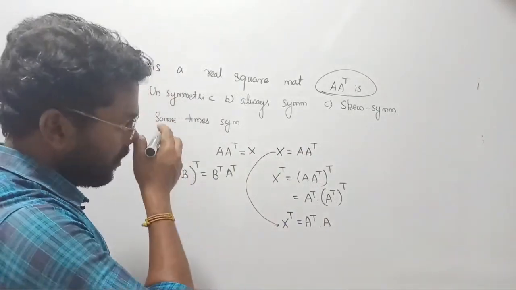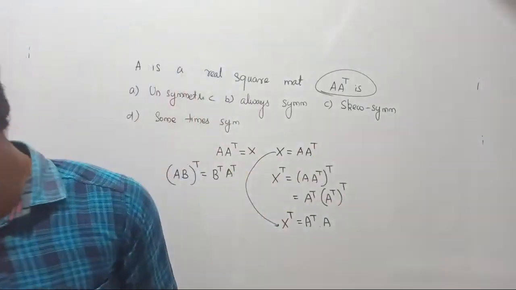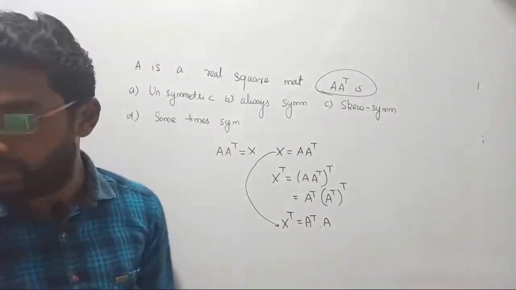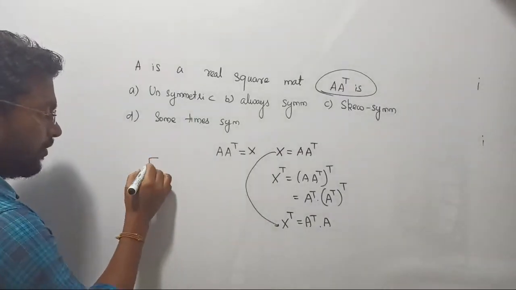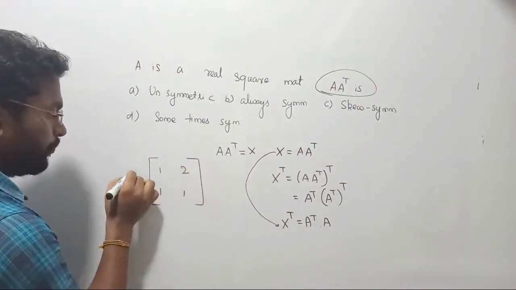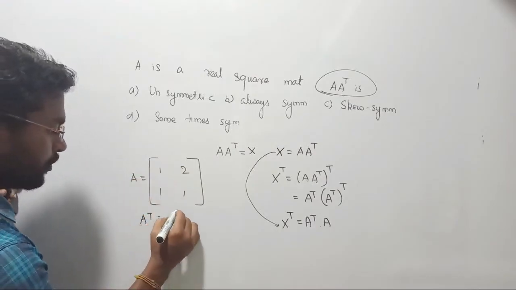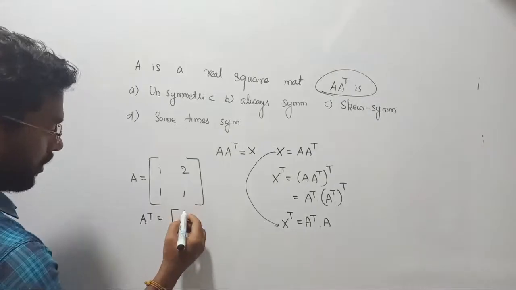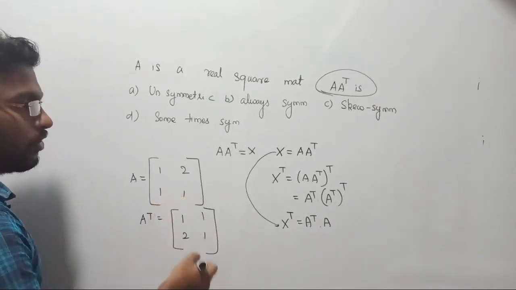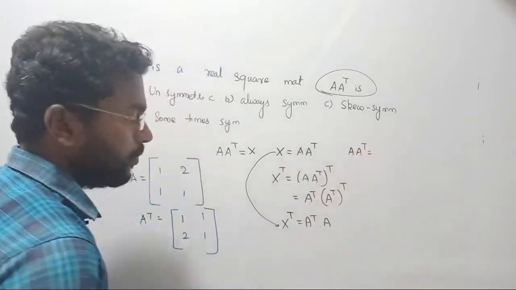Okay, that's all. Next thing, let us cross check. Let me prove it by taking a small 2 cross 2 matrix. For example, if I select the matrix 1 2 1 1, that is enough. Matrix A. Now tell me what is the value of A transpose here? A transpose is going to be 1 2 1 1, that is A transpose. Now let's figure out the value of A into A transpose.